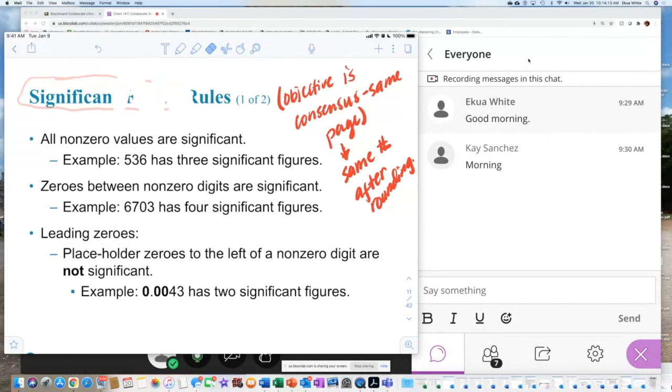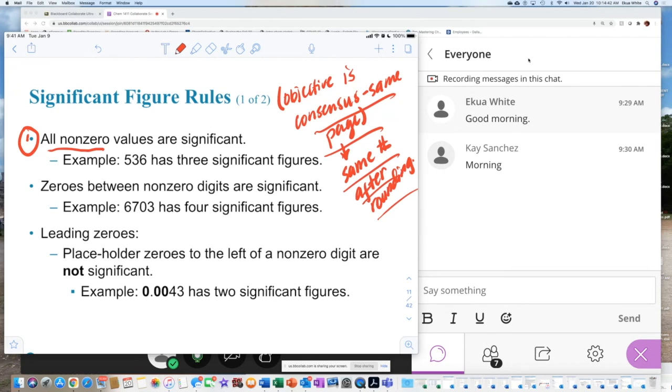Okay, so counting significant figures. Number one, now we're learning the rules, right? Number one, you want to look at numbers. And if you have non-zero numbers, all non-zero numbers count as significant. Now, significant does not mean important. I know in English, significant means important. In this context here, significant means what we are observing for the purpose of being on the same page.